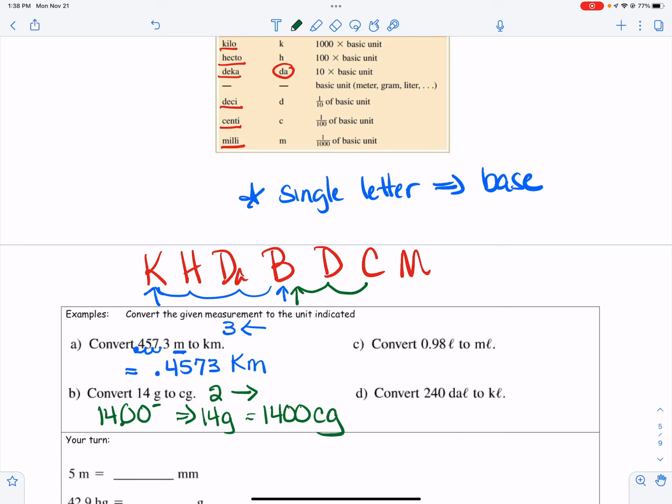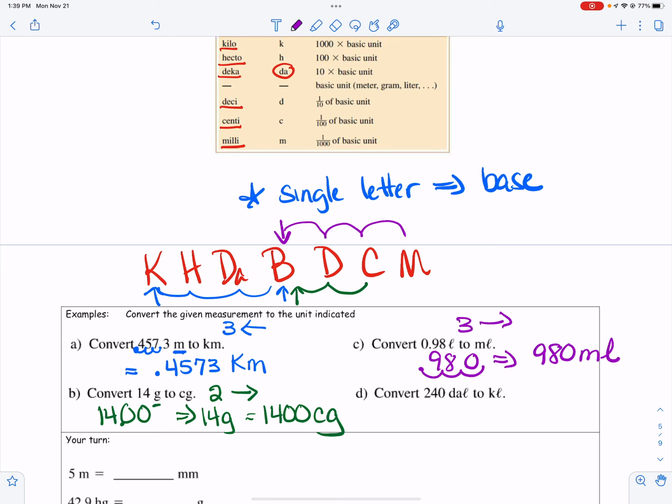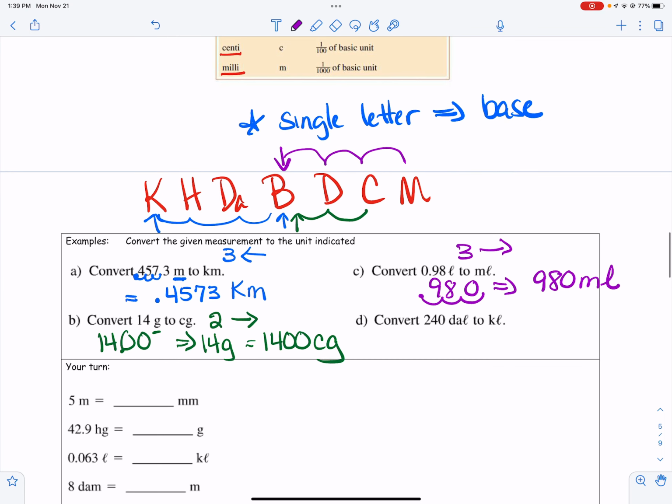Now we go from liters. So liters again is my base, and I'm going to go to milliliters. 1, 2, 3. So I move it 3 places to the right. And so I have 0.98. 1, 2, 3. I have to fill in with a 0. So 980 milliliters.